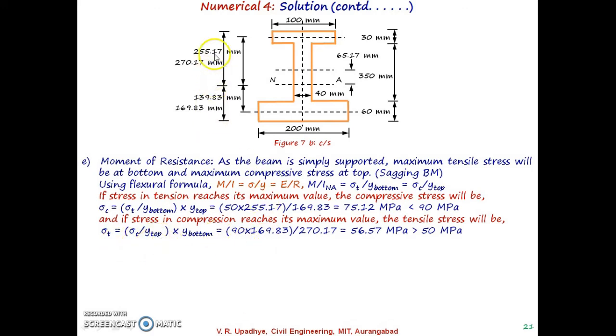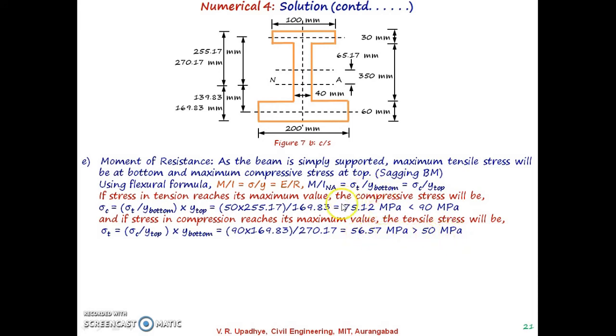So Y top is 270.17. So that is written over here. And if we calculate now, the tensile stress getting developed is 56.57 megapascal. That is greater than the permissible value. Permissible value of tensile stress is 50 megapascal.